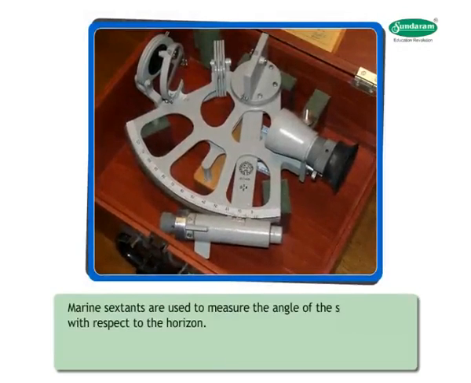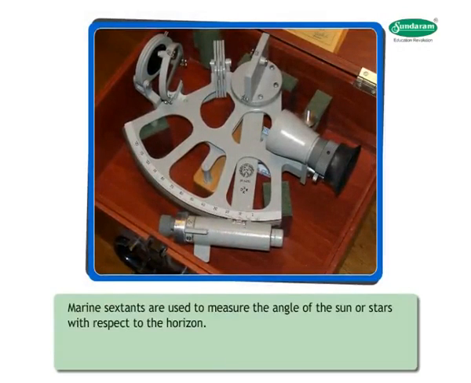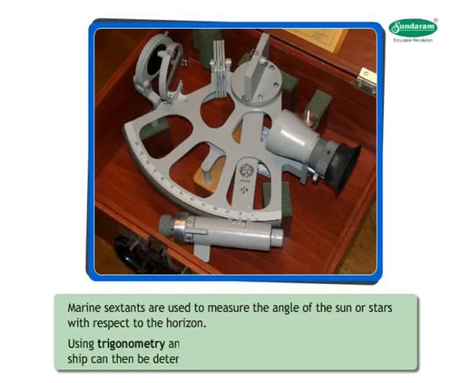Marine sextants like this are used to measure the angle of the sun or stars with respect to the horizon. Using trigonometry and a marine chronometer, the position of the ship can then be determined from several such measurements.